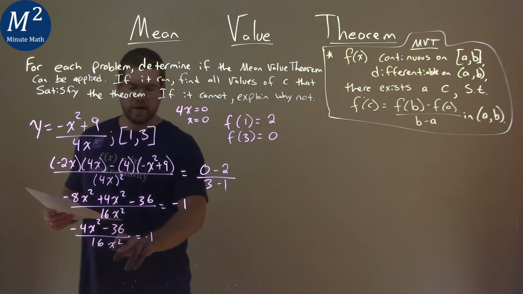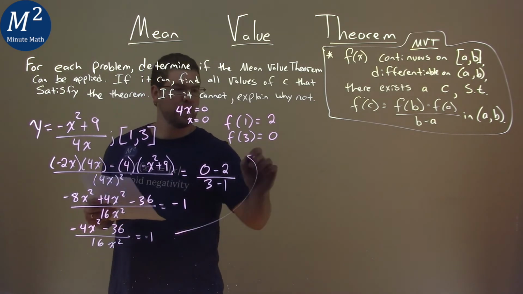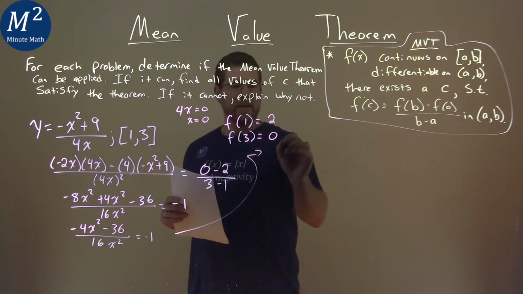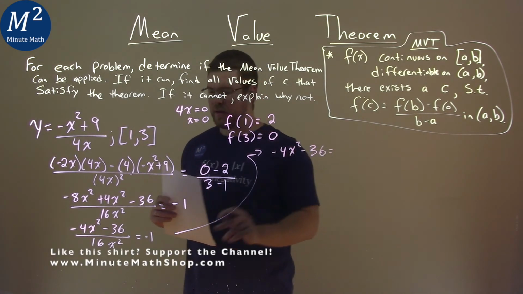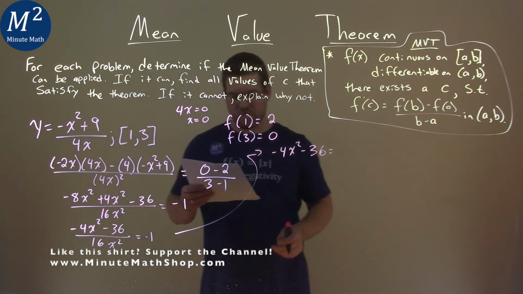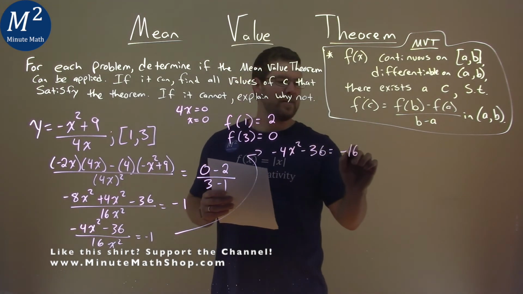From there, I'm going to multiply both sides by 16x squared. I'll do it up here. And we have negative 4x squared minus 36 is equal to the negative times the 16x squared, which is negative 16x squared.